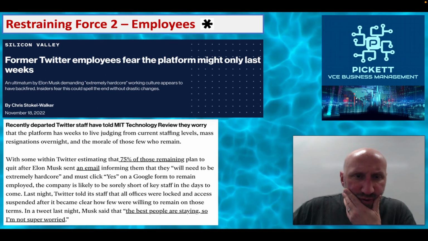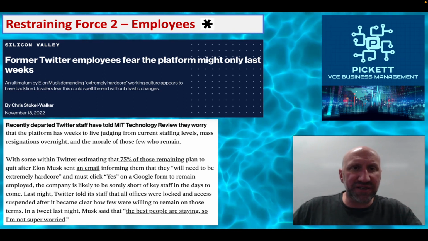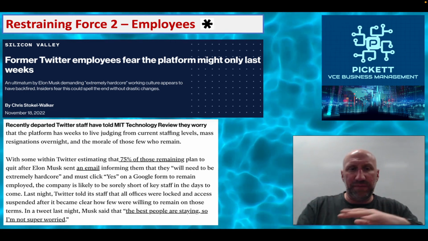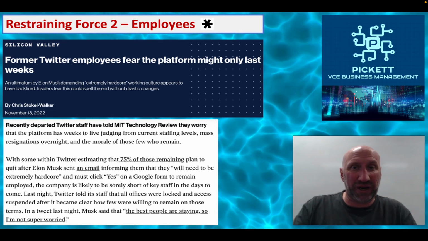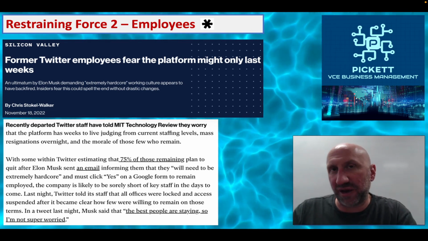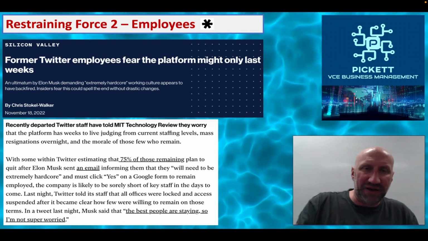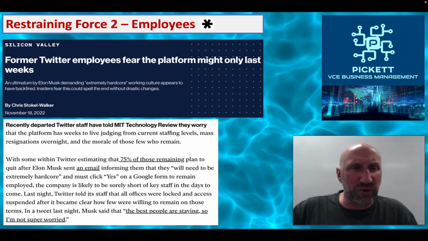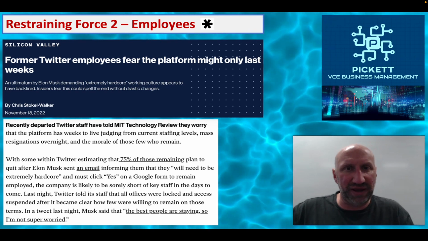Mass resignations and morale. Basically, when Musk bought Twitter, he came in and made some really, really big changes very, very quickly, which did not go down well at all with a lot of employees. It's caused a lot of dramas. I don't know if this is drummed up a bit, but they feared the platform might only last weeks. Clearly it didn't, because 7 months later, it's still there.